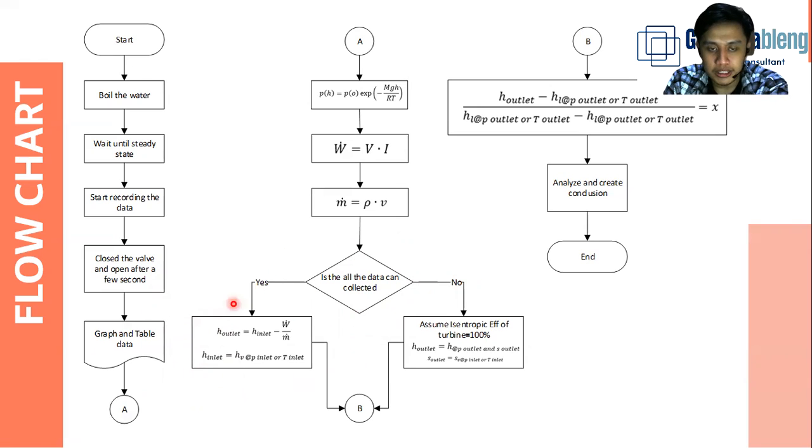equation, such as enthalpy at outlet is enthalpy at inlet minus W dot per m dot. And if not, we assume that the turbine is isentropic. So we can calculate the enthalpy at outlet with the pressure at outlet and the entropy at outlet. Then we just find the X, the quality of steam, for the vapor phenomenon, and we analyze it, and it's the end.